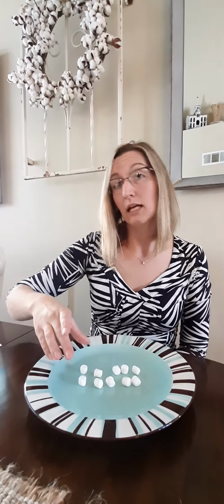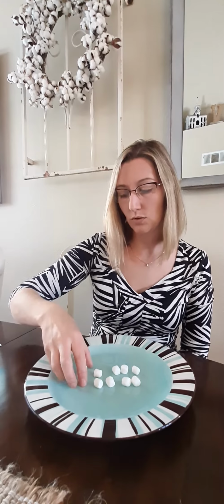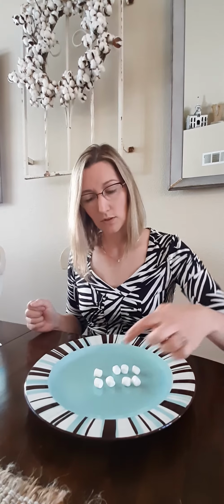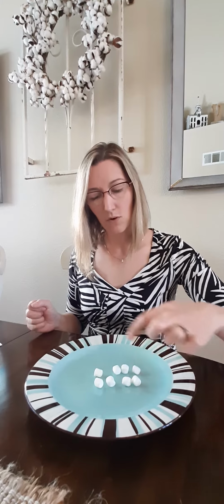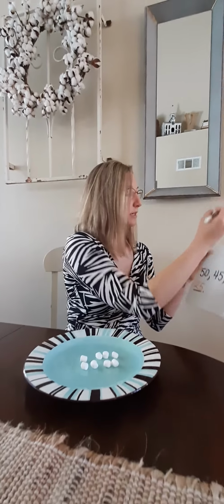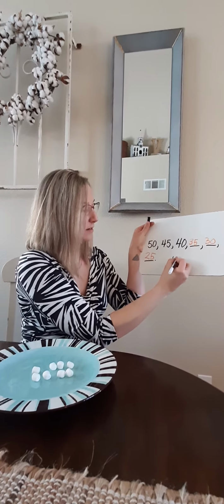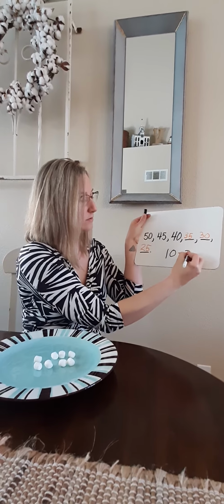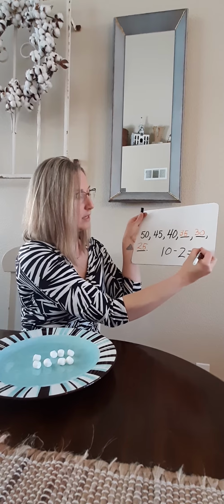So you're going to have 10, and if we have something like 10 take away 2, 1, 2, you're going to be able to look at the results. Equals 1, 2, 3, 4, 5, 6, 7, 8. So 10 take away 2 will equal 8. That would look like this. 10 take away 2 equals 8.